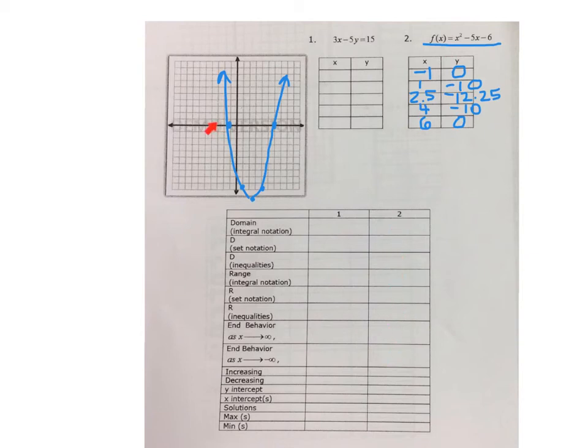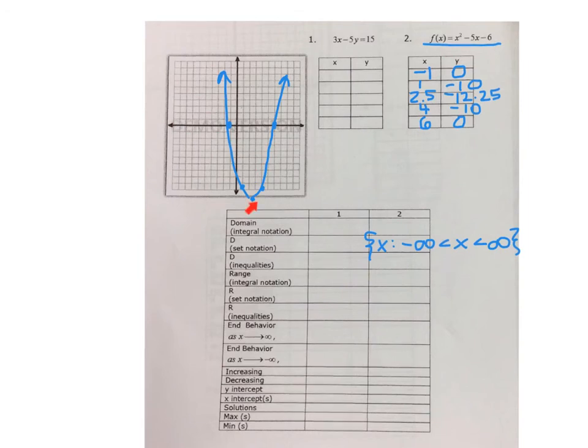So remember, domain is how far left, what x values does this guy use? How far left will this go and how far right will this go? This is a continuous function that will keep going all the way right and all the way left. So set notation says x such that it goes from negative infinity to positive infinity. That is set notation.